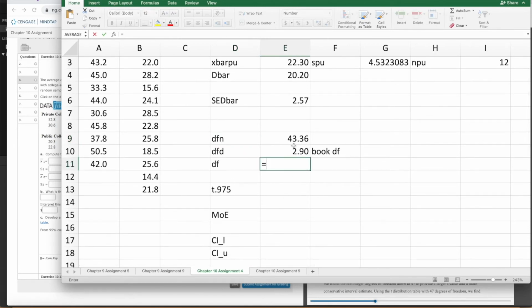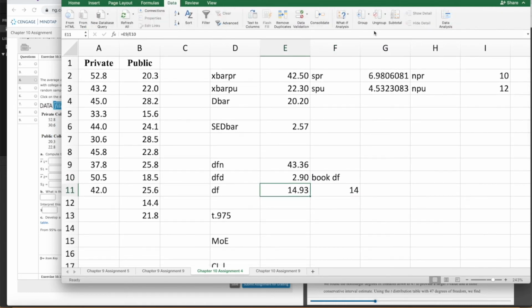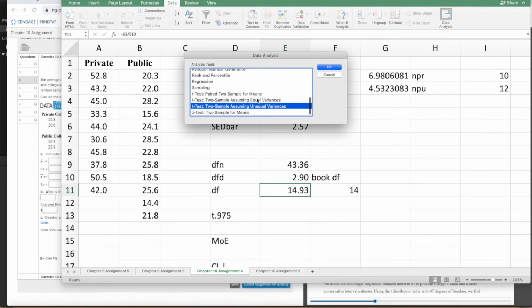So now in this cell, we can just go ahead and divide this guy by this guy, and that's our degrees of freedom. So the book will use 14 in this case, because degrees of freedom have to be an integer. And the conservative thing to do is always to round down. So even though this is closer to 15, the book always rounds down. Now this is where I want to show you, you can avoid using this formula by doing data analysis, and we're not doing a t-test right now, but a t-test result set gives us a lot of the stuff we're using in this example.